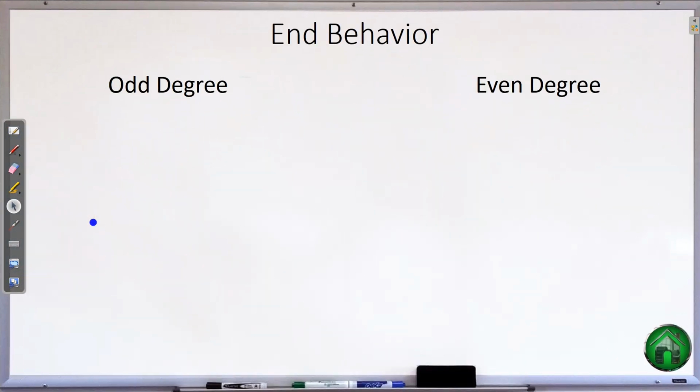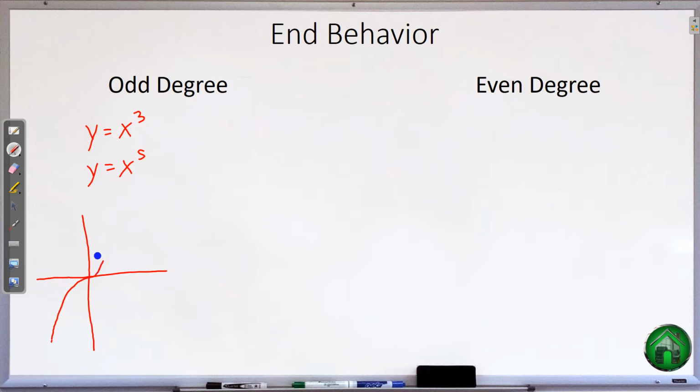So if your polynomial has an odd degree, so that's any cubic or fifth degree, etc., anything where the exponent is odd. Remember what that looks like. I'll just draw the parent function of x cubed. It starts bottom left, flattens out, and then top right. These arrows right here are the end behavior. So an odd degree: bottom left, top right.